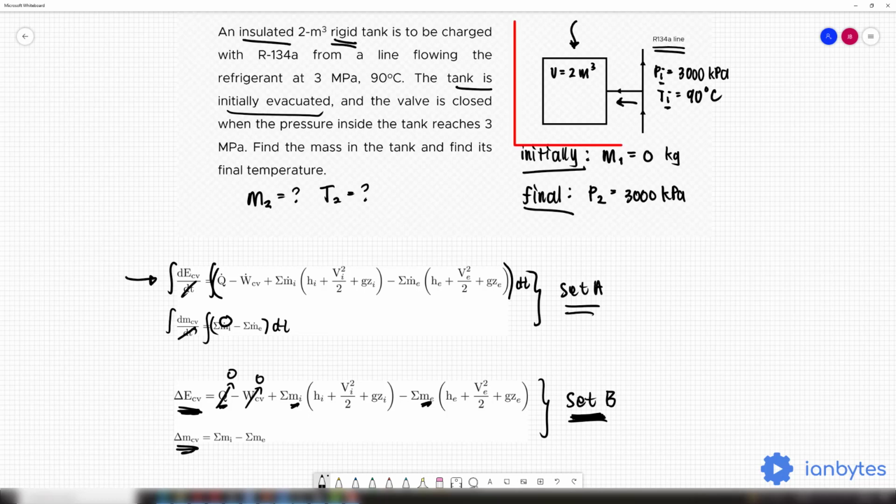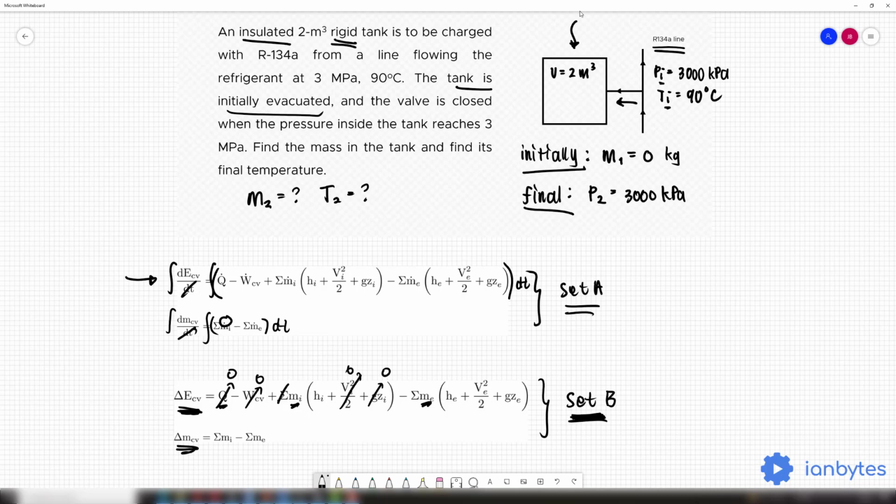Also, according to our schematic diagram over here, we only have one stream of mass flow that is going into the system. So we can just omit the sigma notation over here. Also, wala namang given na velocities and elevations yung ating streams of mass flows, which means that we can just neglect the effect of your kinetic energy and your potential energy.